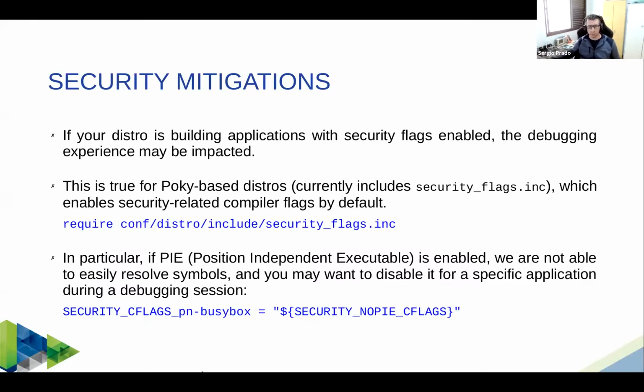So that's what I'm doing here, for BusyBox again. You don't need to disable it for everything, right? Because it will rebuild everything, and then you're going to have to wait. You can just disable it for the application that you are debugging. So here I'm using an override again to disable it for BusyBox, and I'm using this variable that has the flags that disable this option.